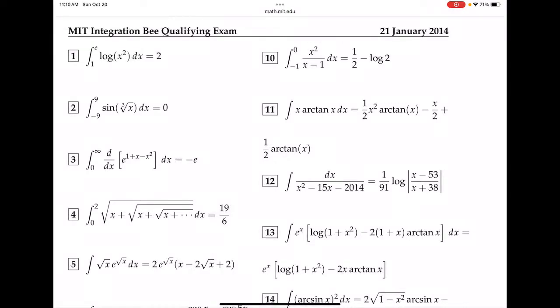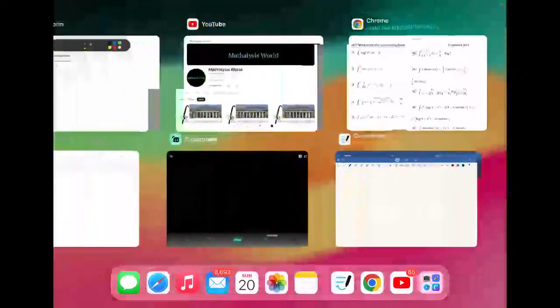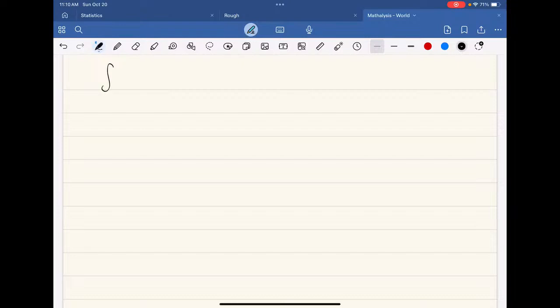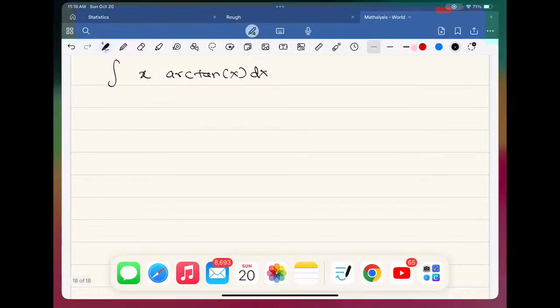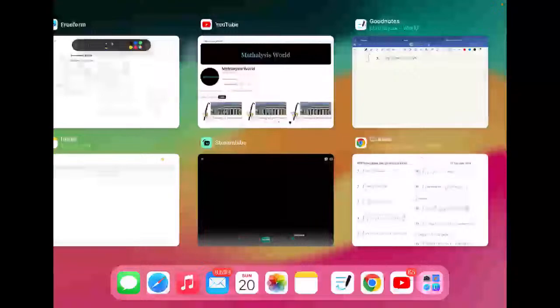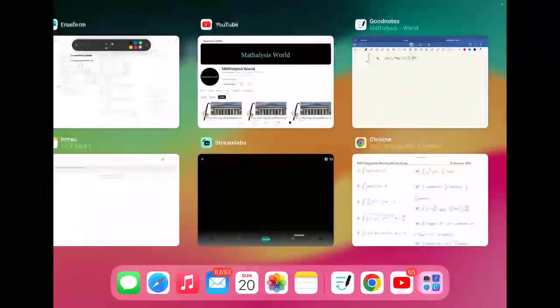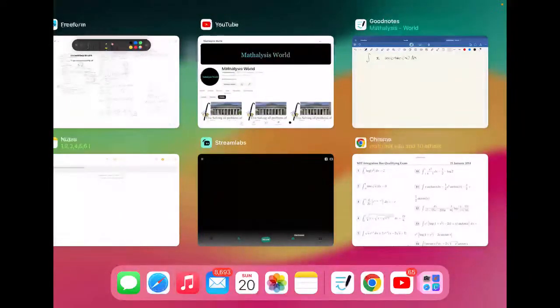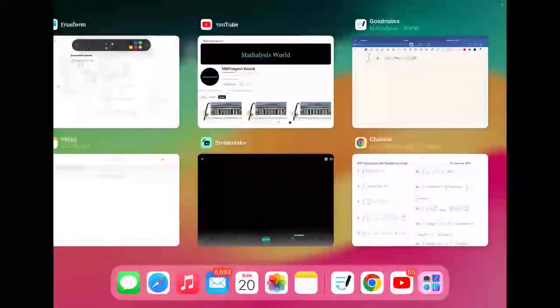Next is the integral of x arctan x dx. Let's do this. I just hope that you are enjoying it, and if you have any problems, the comment section is open for you guys. Let me know, and I'll try to address any problem with understanding anything.